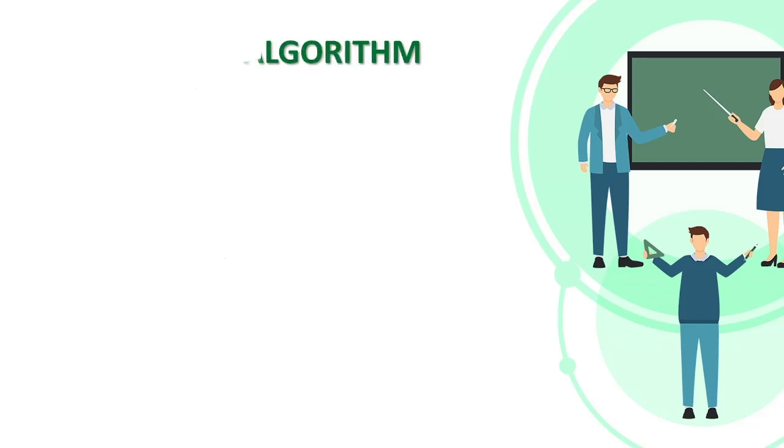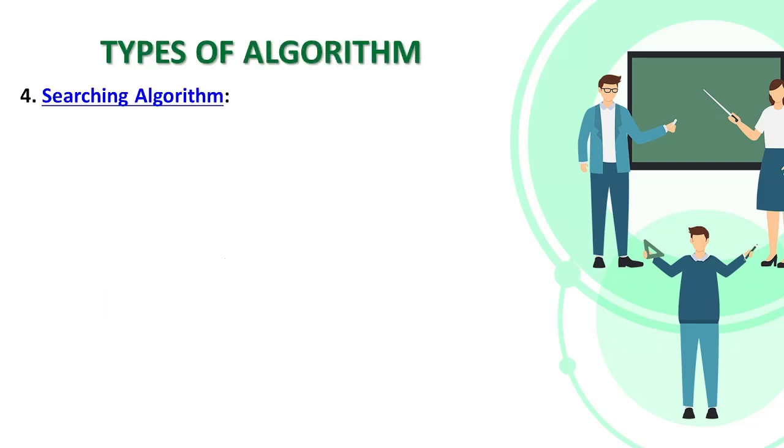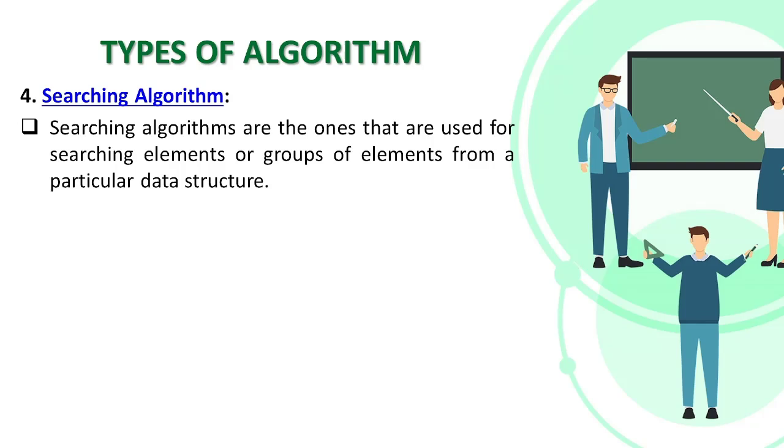The next kind of algorithm is searching algorithm. Searching algorithms are those that are used for searching elements or groups of elements from a particular data structure. For example, you could search an element in an array. So just searching or identifying a particular element from a group of elements, we call them searching algorithms.